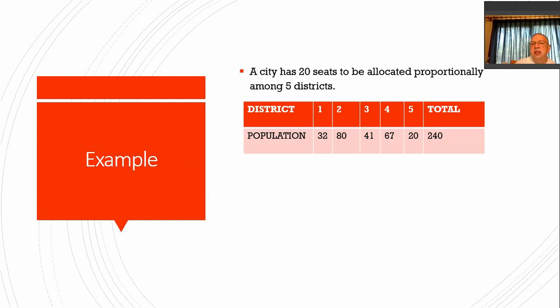So a city has 20 seats to be allocated proportionally among 5 districts. Here we have the population. We've narrowed it down to 240,000 across these 5 districts. Notice that each one is different. The population is different, but the standard divisor is going to be the 240 divided by the 20 seats. So the standard divisor would be 12 in this case.